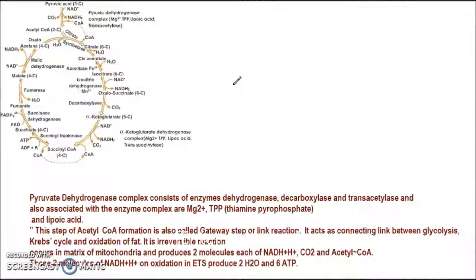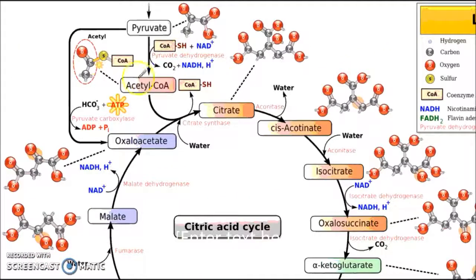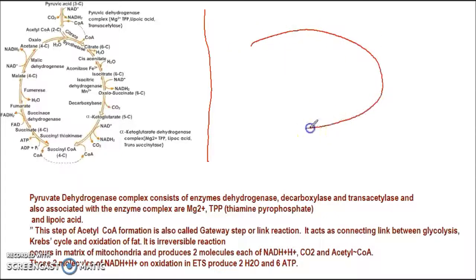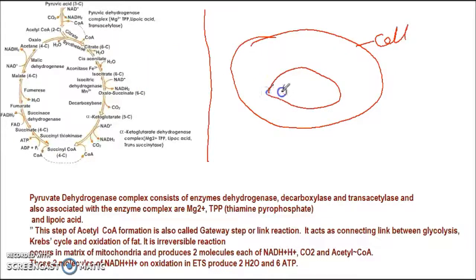Hello friends, today we are going to start the Krebs cycle. Before going to the Krebs cycle, first I want you to understand that normally it is an aerobic process. For example, I have taken this as the cell. Within the cell, the organelle where the Krebs cycle takes place is called the mitochondria. Got it? Normally, glycolysis is a common pathway.